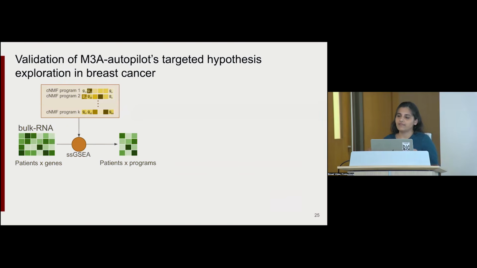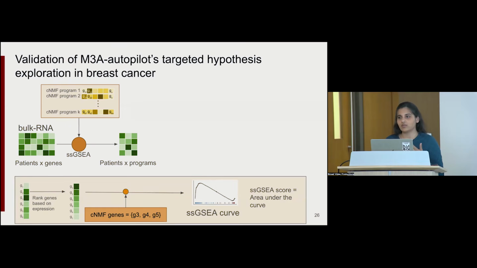So how do we then validate this? There's no ground truth here, because it's a new problem, a new question that you've been interested in. One of the ways that we thought we could do this validation is by testing it in a different data set. So we took bulk RNA-seq samples from TCGA of patients who had been diagnosed with breast cancer, and we used the cNMF programs to score these bulk RNA-seq samples, using ssGSEA.